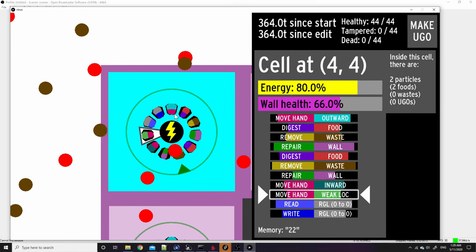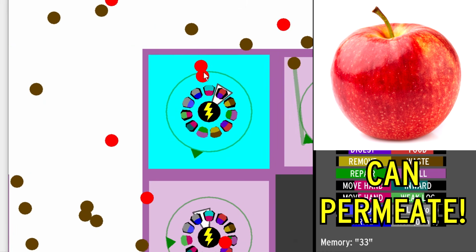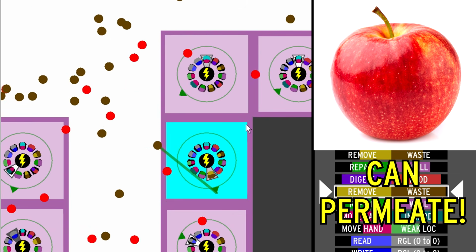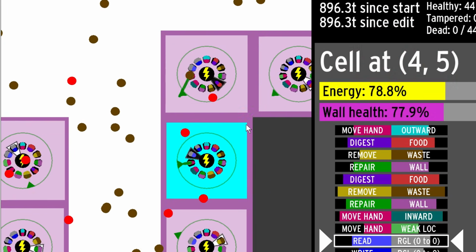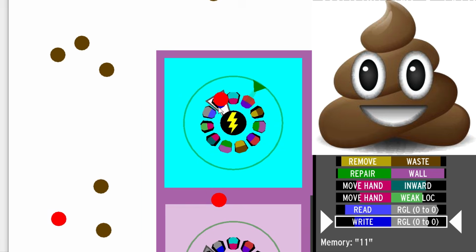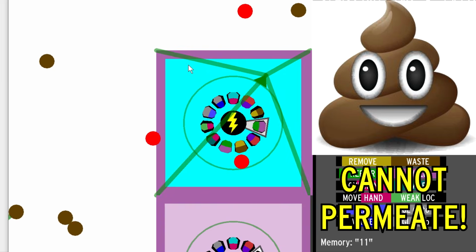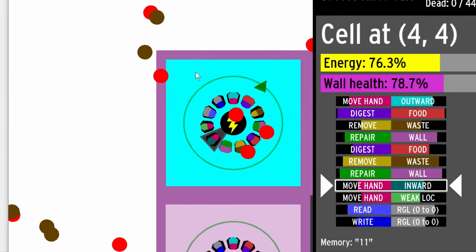But at this point I should mention that red food particles can permeate the cell membrane or cell wall, whatever it is. As you can see many times, red particles are just passing through squares as if they're nothing, although it does slow them down a bit. Whereas waste particles, which are brown, cannot permeate the cell membrane, so you can see them bounce against the cell wall. And as I've said before, both interactions will damage the cell wall a little bit.